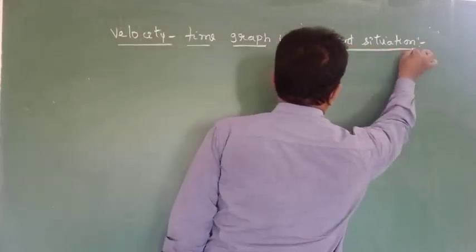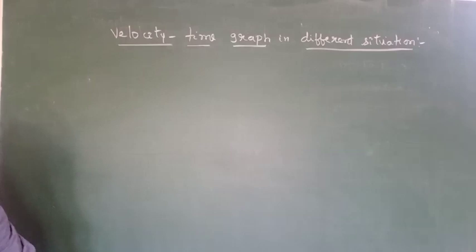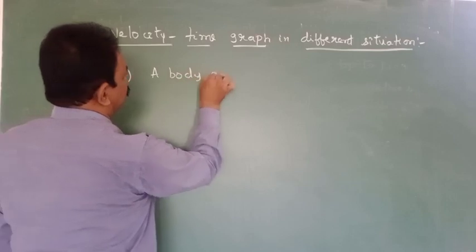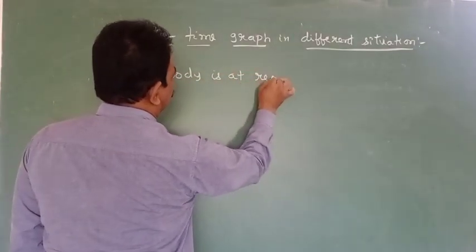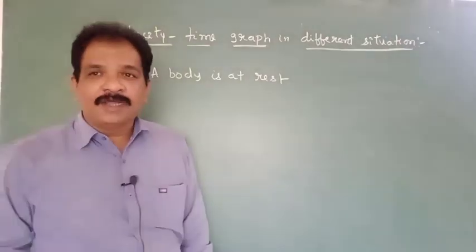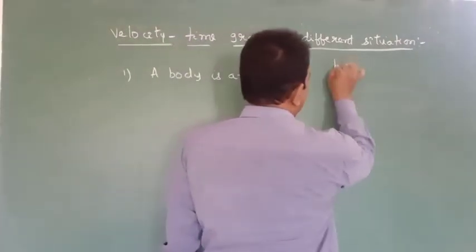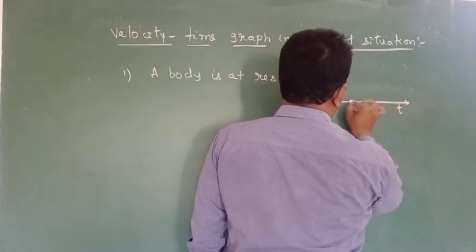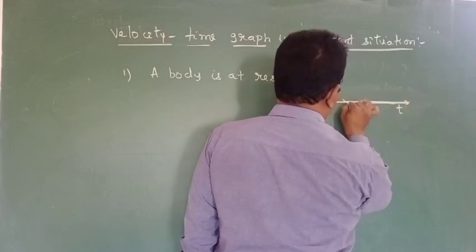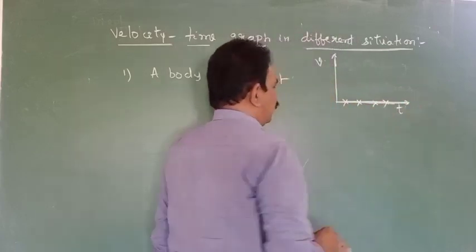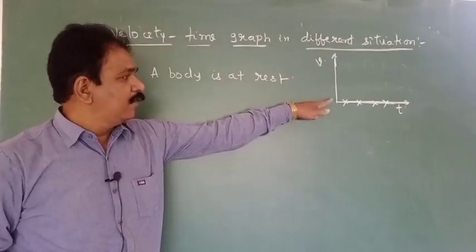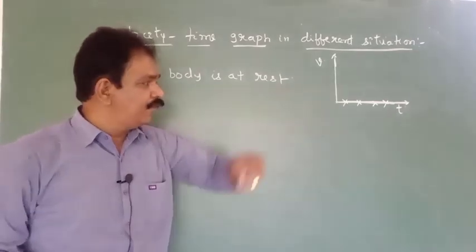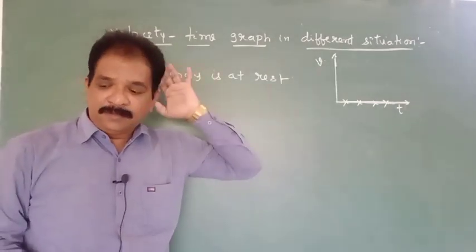Velocity time graph in different situations. So here, a body is at rest. Then draw the velocity time graph for that instant. Here velocity will be there, here time will be there. Velocity is 0. So the velocity time graph for a body at rest: the shape of the graph will be along the time axis.